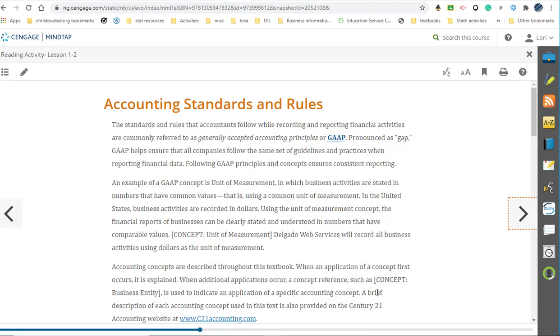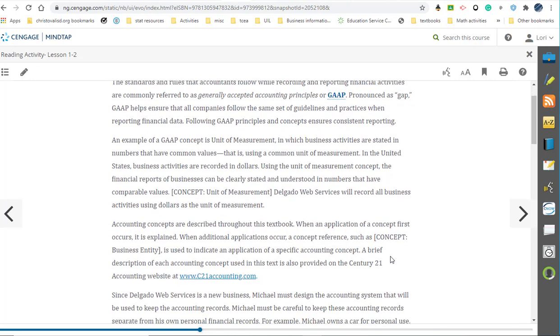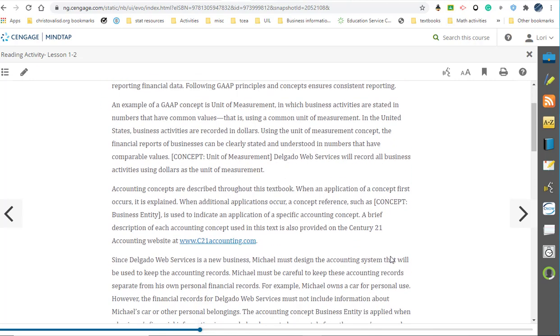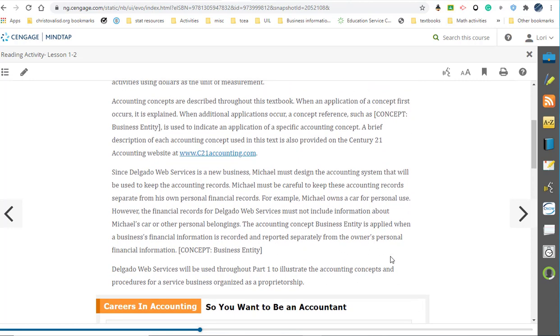It is that business transactions are reported in numbers that have common values that are used in common units of measure. And we'll be going through different ones as we go through this. And again, here's information about the business entity.